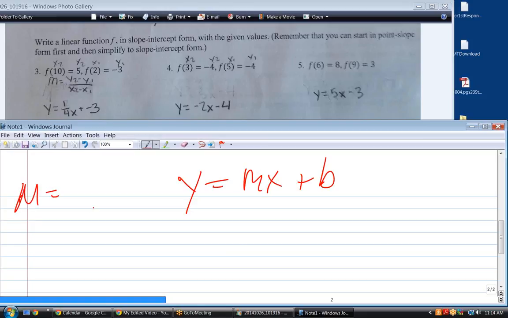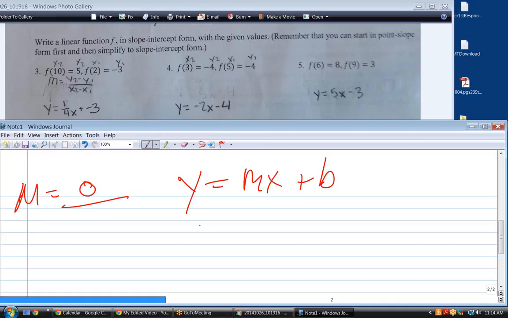Alright, so the slope. Hold on. We're doing number 4. I got a y sub 1 is -4 and a y sub 2 is -4. So what's the difference between those? That'd be 0. We don't even need to do the denominator. We know our slope is 0.